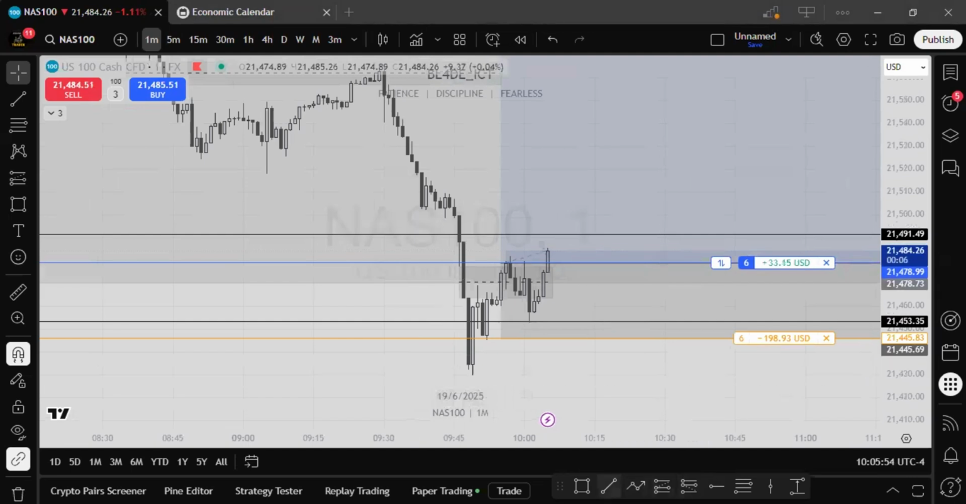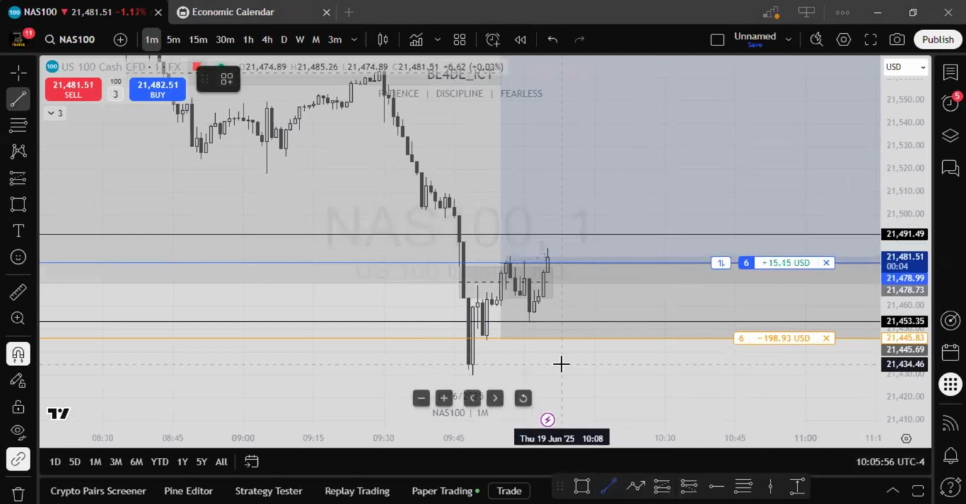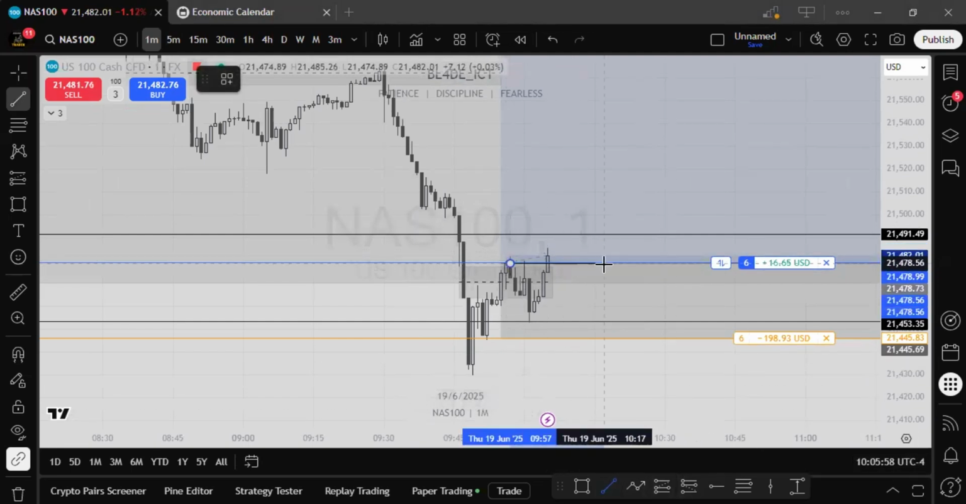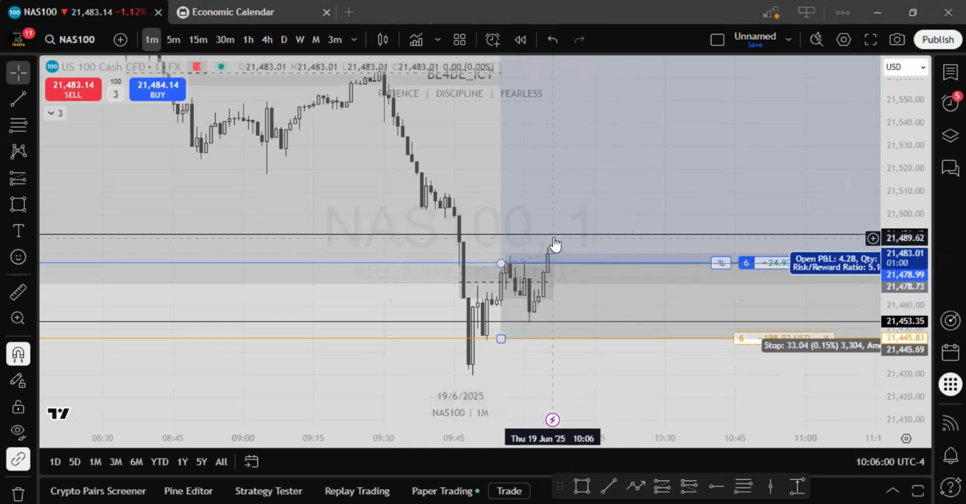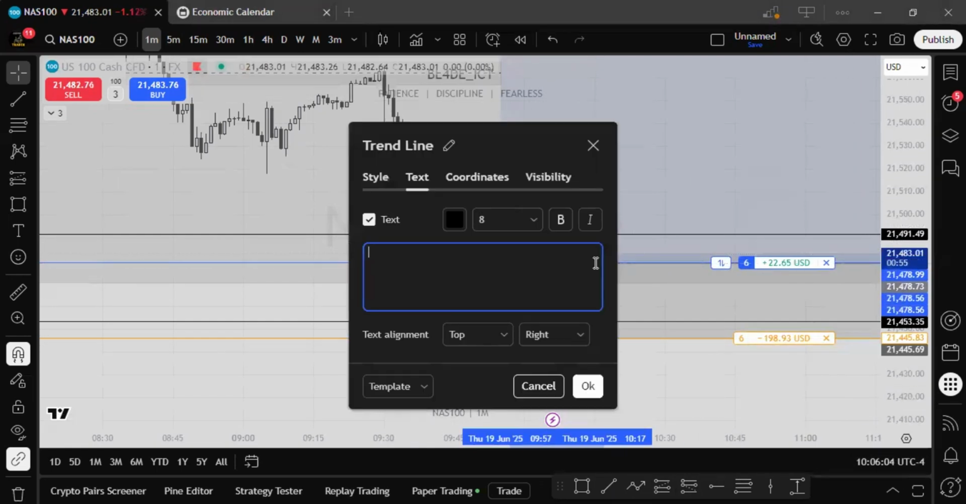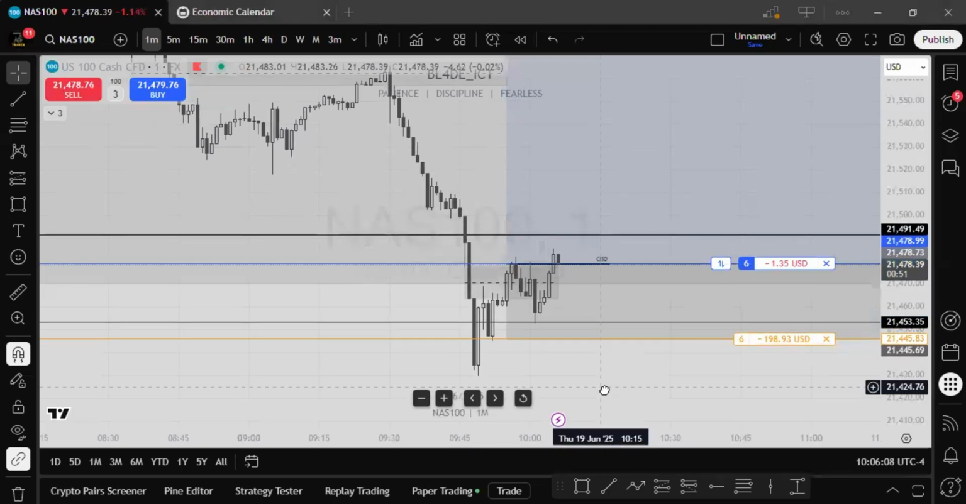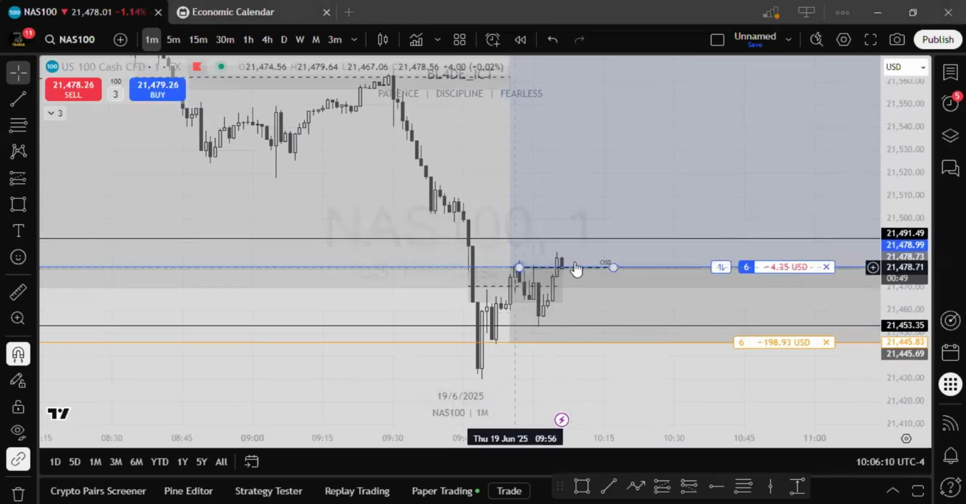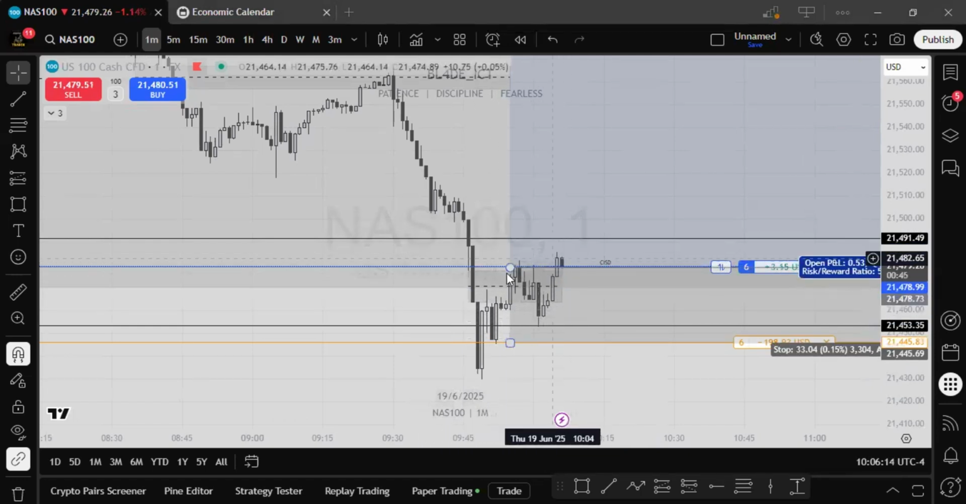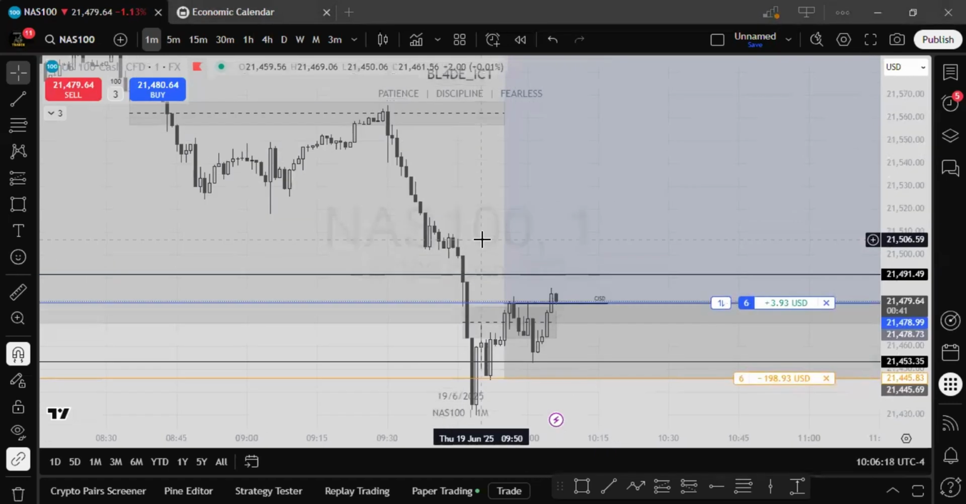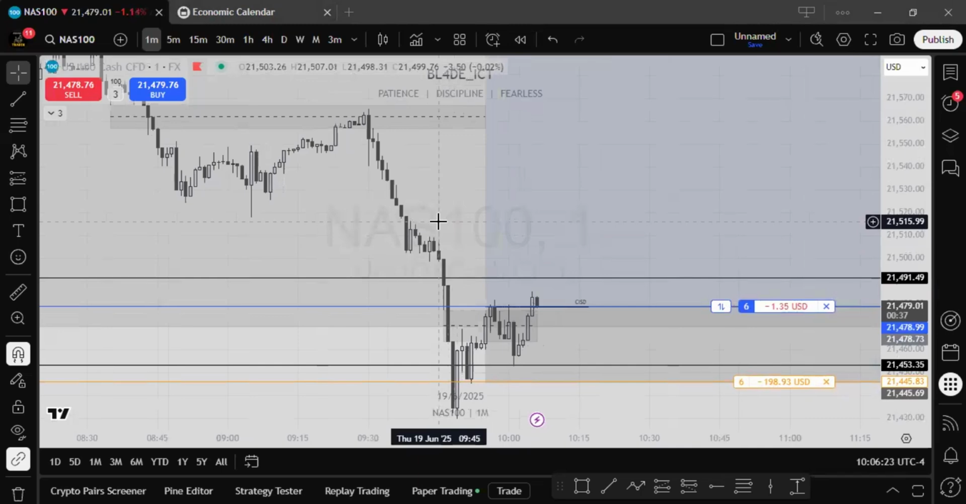Currently 10 a.m. and I'm expecting the 10 a.m. CRT to play out. So I wanna see it test this change in state. So that's another confluence to my bias. We have this inverse, we have this order block, and we have this change in state of delivery. So let's see how this goes.